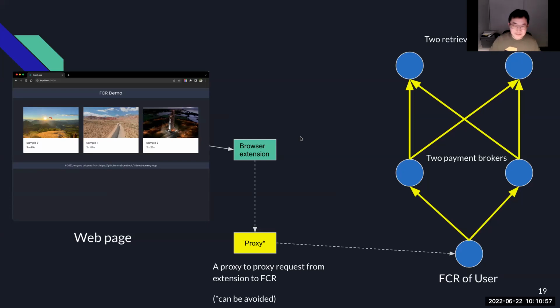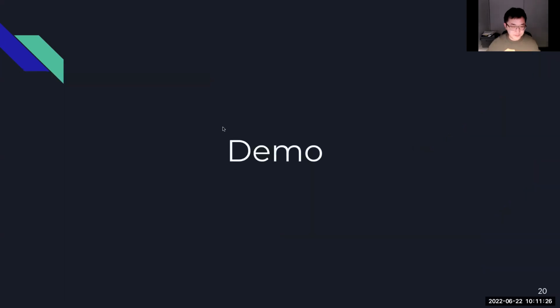Also, I have to say that I am a terrible front-end developer, so it is a little bit hard for me to develop an extension that can talk directly to the FCR node. So in this demo, I will also be running a small proxy server that proxies the request from the extension to FCR. Please note the proxy server isn't necessary and can be completely avoided. And now the demo.